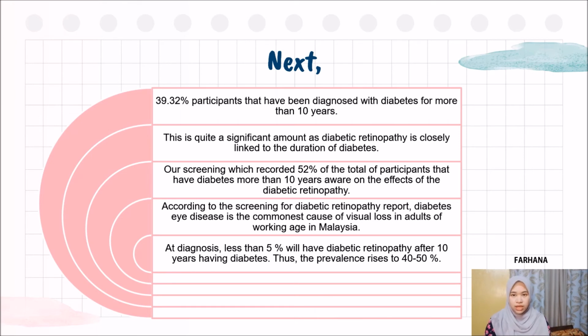According to the screening for diabetic retinopathy report, diabetes eye disease is the commonest cause of visual loss in adult working age in Malaysia. The prevalence of diabetic retinopathy is closely linked to the duration of diabetes. At diagnosis, less than 5% will have retinopathy, while after 10 years, the prevalence rises to 40 to 50%.